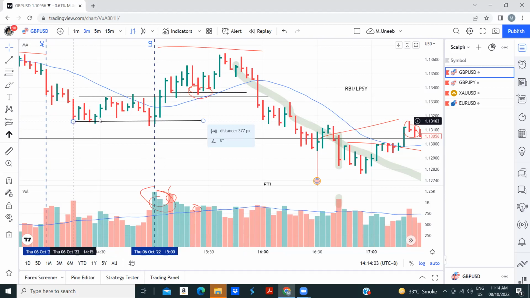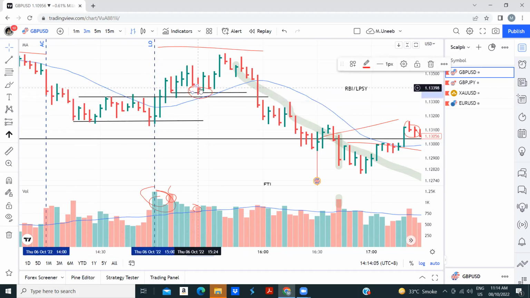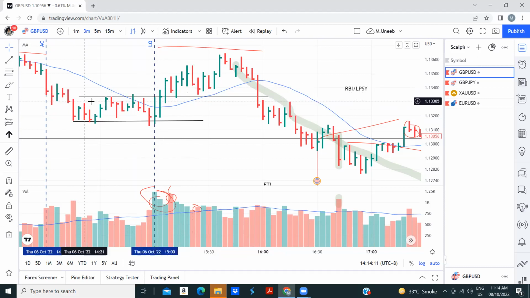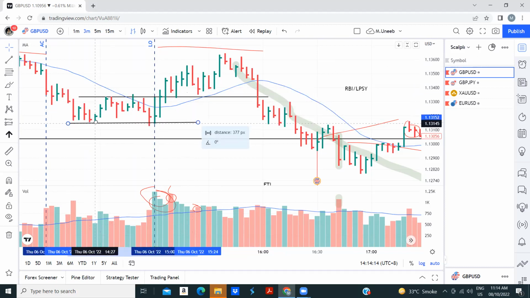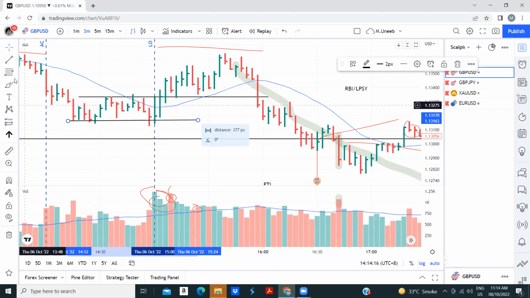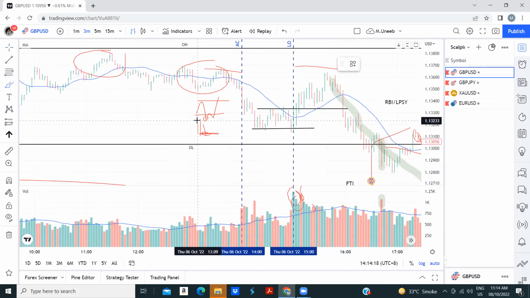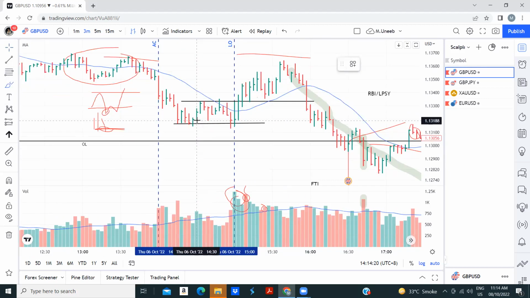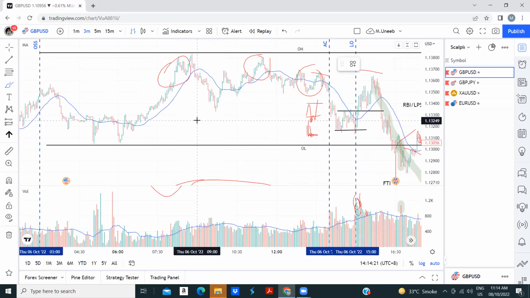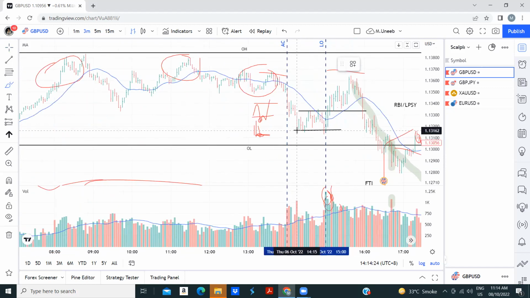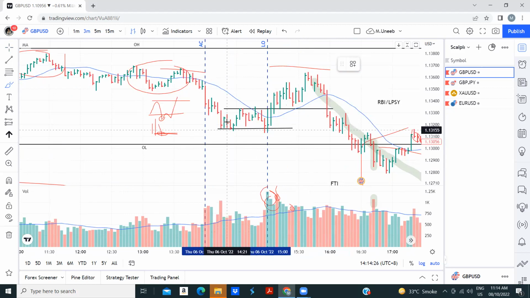Now, there's another trick which you can also use, which I've used in the past as well. The trick is when you see, just focus on the structure here. What do we have here? As I told you, from this side, we have accumulation, and when we draw the channel here, we have a mini overbought, all right?